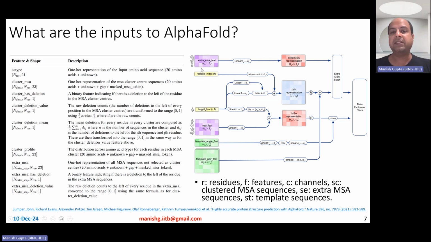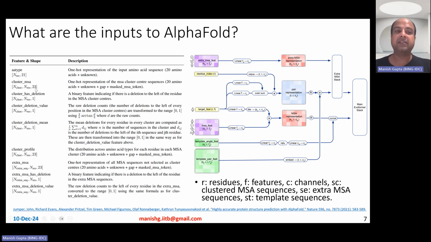Now, for every MSA sequence, which is basically clustered sequences or extra sequences, let me talk about the clustered sequence first. For every MSA clustered sequence, you actually have similar kinds of features. So you have the number of clustered sequences and the number of residues, because of course all of them also have 256 residues. And you have a one-hot representation of every residue there.